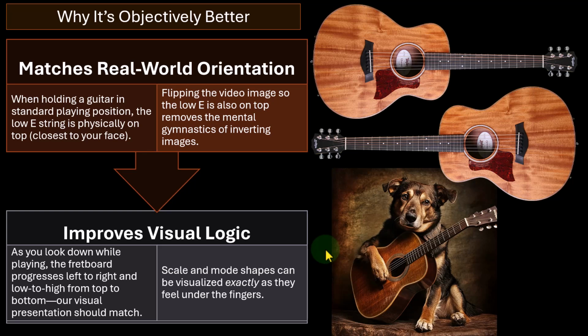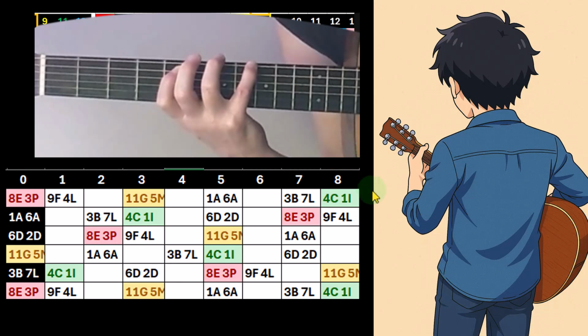So scale and mode shapes can be visualized exactly as they feel under the fingers. So even though it's mirroring with the other person's left hand, or it looks like their left hand, it's actually still easier to mirror what is happening, because that just is naturally what we would do when we mimic something, particularly when we're mimicking ourselves as we're looking into a mirror. So this is what I would argue we would want to have for optimal learning. We want the person playing having the guitar as they naturally would, looking to a video presentation where it looks like the person is left-handed.